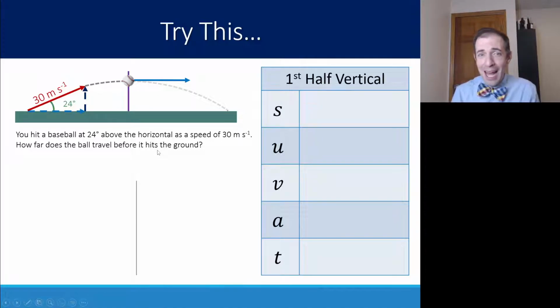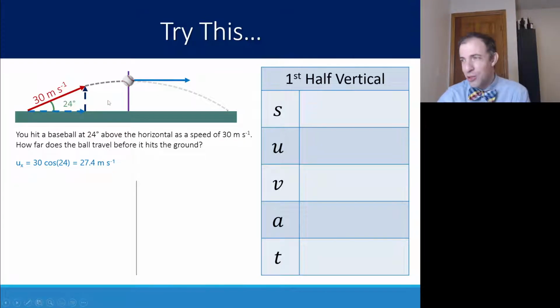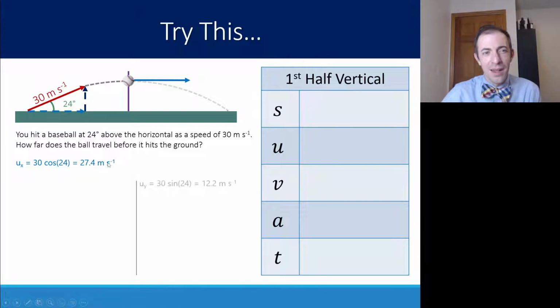Now, to know how far it travels, remember, we need to know how fast is it going in the x direction and how long is it in the air for. So like, what's the total time? Because the distance will be its x velocity times the time it's in the air. Well, to get there, we need to do a lot of things. The first thing we need to do is that 30 meters per second is not going to be useful to us. Instead, we're going to split it up into an x and a y. So the x part of that is going to be 30 times the cosine, because that's adjacent to the angle. That's 27.4. The y part is 30 times the sine of 24. That's 12.2.